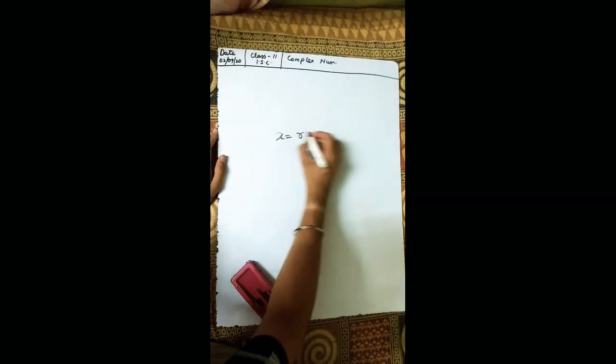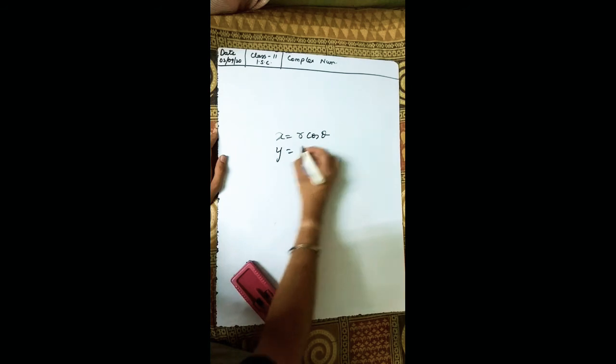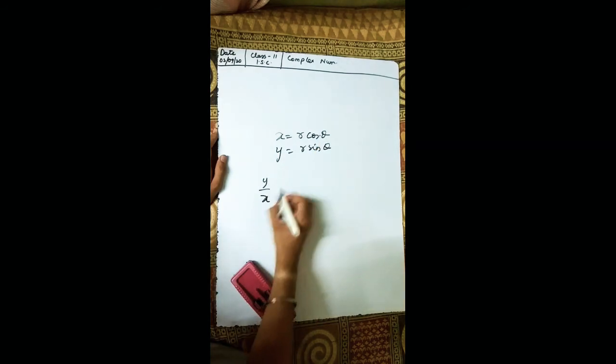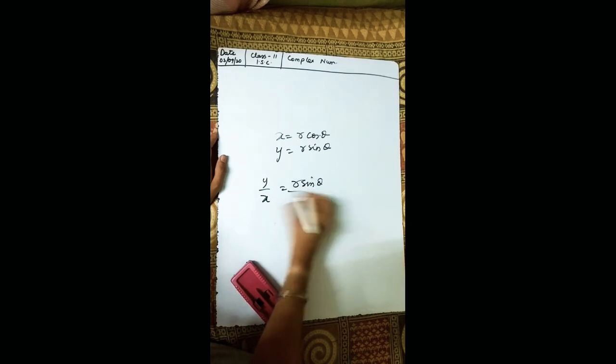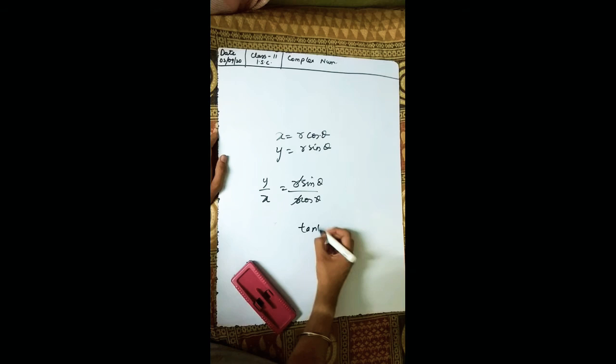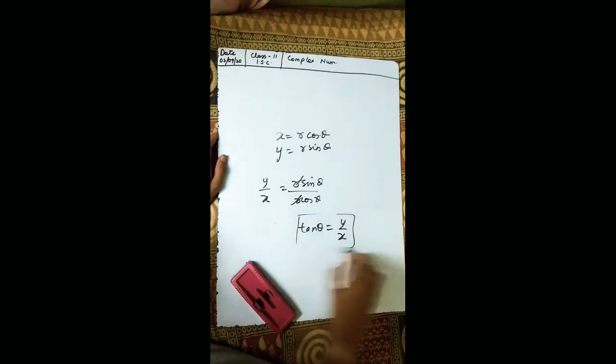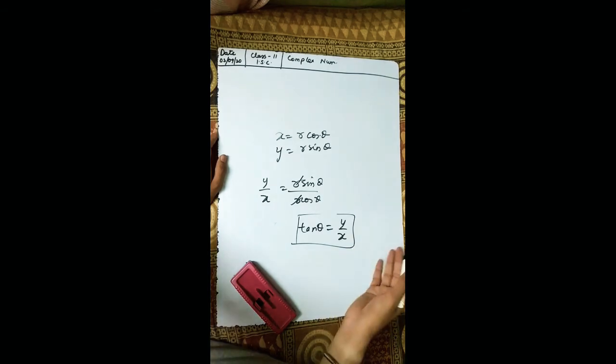As I told you, x is equal to r cos theta, and y is equal to r sin theta. Divide this with this. So y upon x will be r sin theta upon r cos theta, r and r cancelled, sin upon cos is what? Tan theta. So tan theta is equal to y upon x. So that is how you will find the argument of the particular thing.